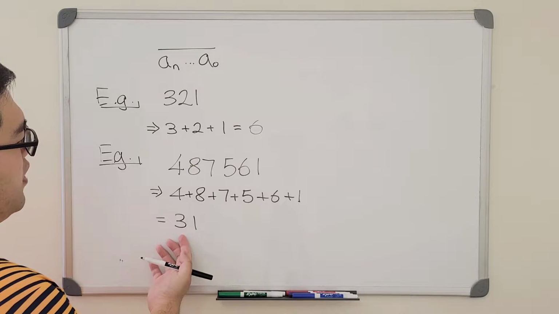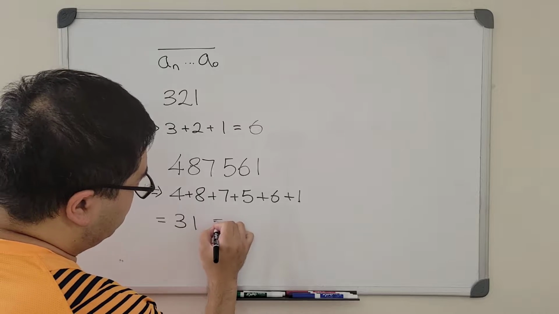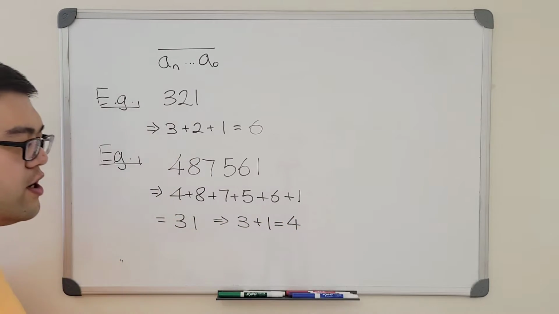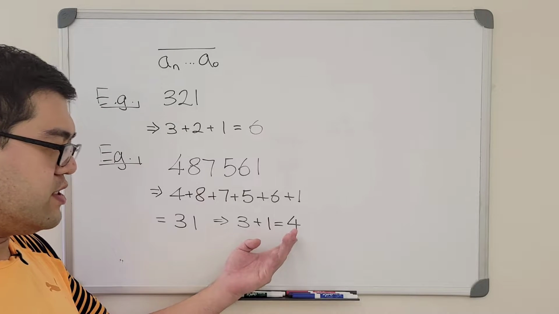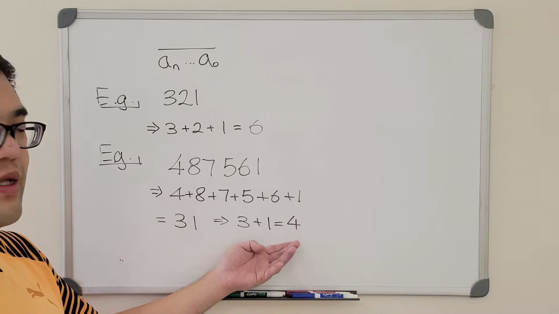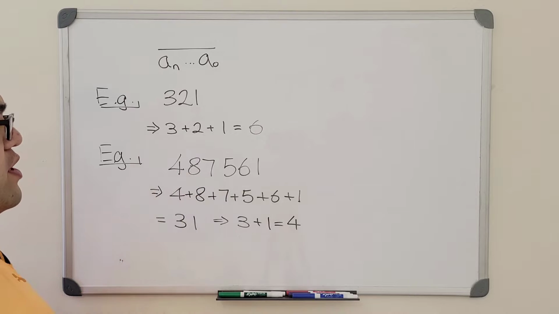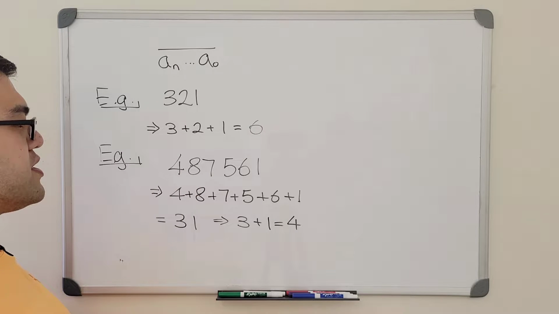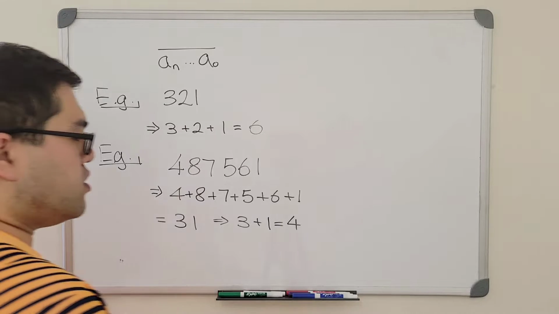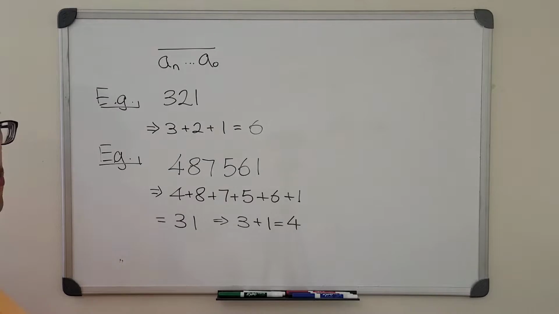And we can apply this trick one more time, giving us 3 plus 1, which is equal to 4. Well, now we have a single digit. We know that this is clearly not divisible by 3. So what does that mean? It means that this number here, 487,561, is not a multiple of 3. Good. A similar trick will also work for multiples of 9.